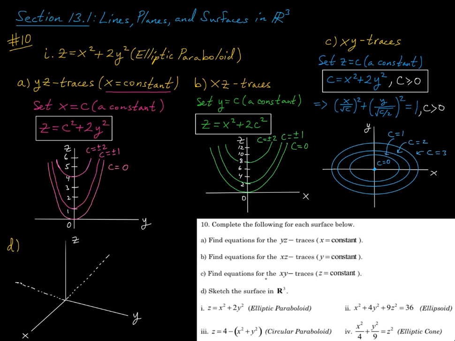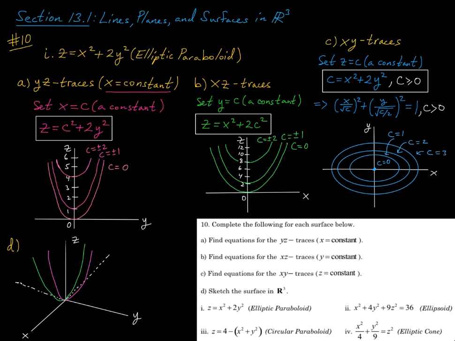Okay, so I'm going to go ahead and put that in here. So there's that parabola in the YZ plane when C is 0. All right, likewise for the XZ traces, if I set y equal to a constant, that is a plane parallel to the XZ plane. So let's say I set y equal to 0, so I'm looking in the XZ plane itself. Well, I know I get the parabola z is equal to x squared. Okay, so that's right there.